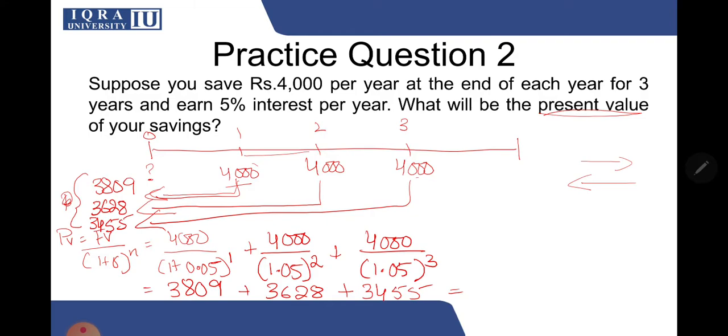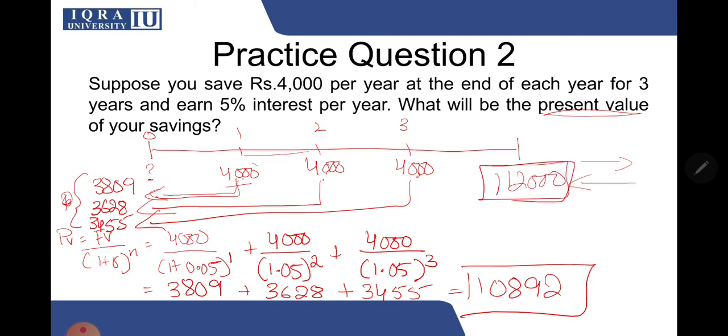So if we add them, 3809 plus 3628 plus 3455, this is the present value of this cash flow. So you are actually getting 4,000, so that is 12,000, right? 4,000 plus 4,000 is 8,000, 8,000 plus 4,000 is 12,000. So you are getting 12,000, but this 12,000 is coming in future years at different time intervals. So this 12,000 is not the same as giving you 12,000 right now. That's why we need to find out the present value. This 12,000 that you're getting is equivalent to 10,892 rupees right now. So if somebody offers you 11,000 rupees right now, you should take them, because that will have actually more value than the 12,000 given to you over the 3 years.